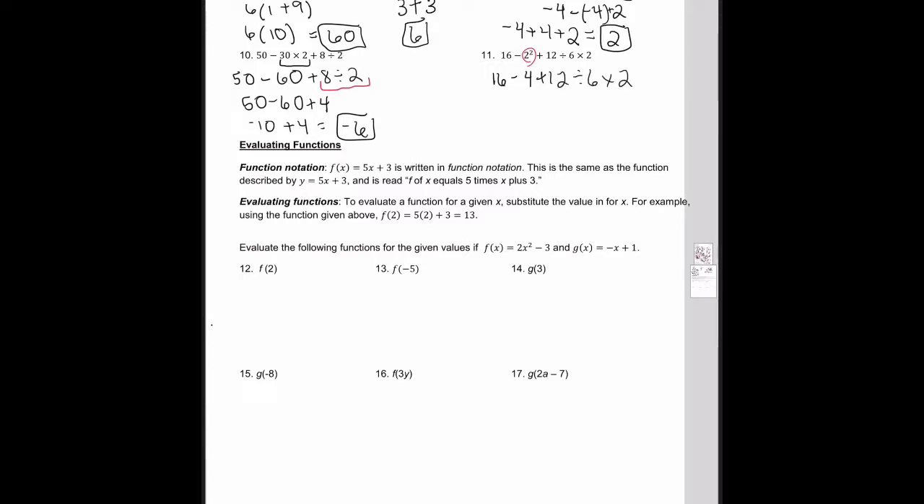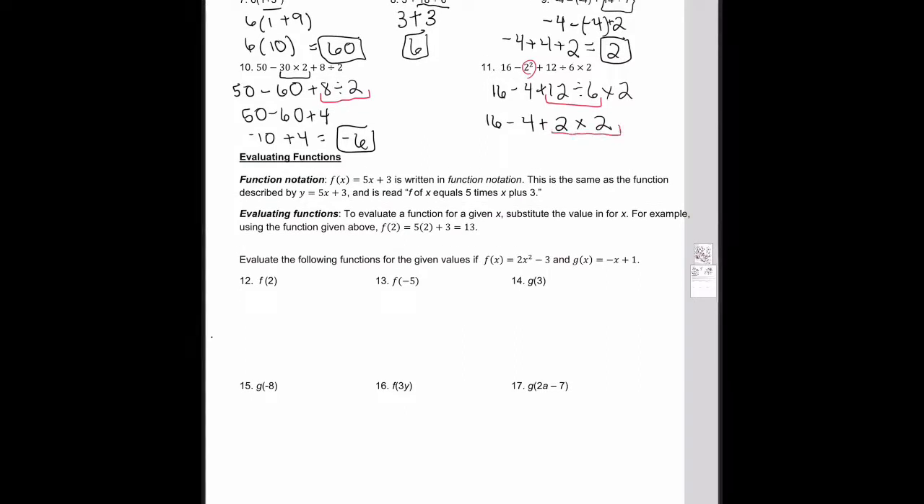All right, so now comes multiplication and division. As I read left to right, I see first 12 divided by 6. Okay, so that leaves me with 16 minus 4 plus, well, 12 divided by 6 is 2. And then I still have the times 2 on the end. All right, so I have a multiplication happening here at the end. So I'm going to do that next. 16 minus 4 plus 2 times 2, which is 4.